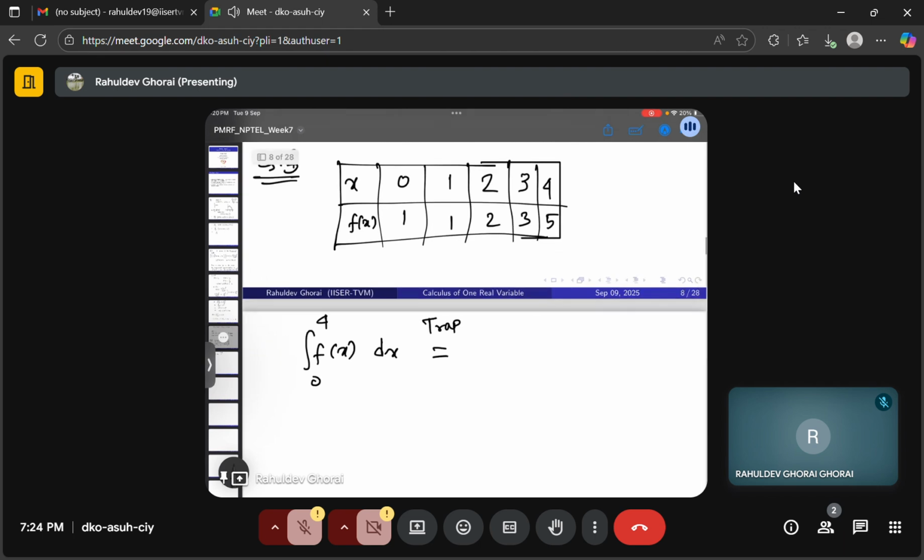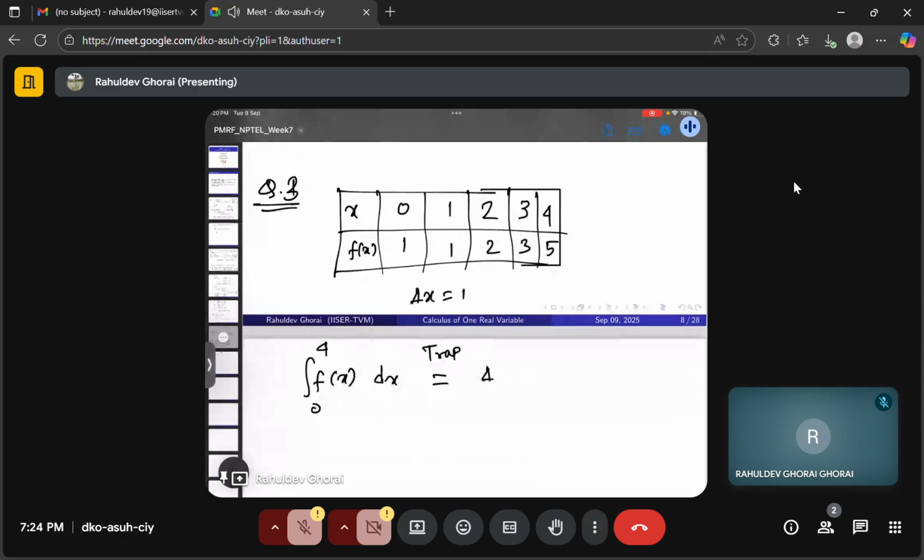Okay, so with the trapezoidal rule, what will happen? Del x of course has to be 1, otherwise you don't know the values in between. Del x equal to 1 means first is 0, then 0 plus 1, 0 plus 1 plus 1, and like that it will be 4 at the end. So here also the trapezoidal rule says that it has to be del x over 2.